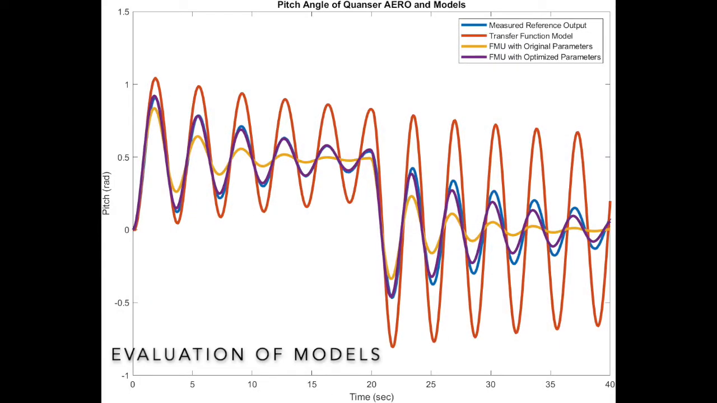So this plot compares the measured pitch angle of the Quanser Aero, shown in blue, to the outputs of the various models that we evaluated. The transfer function model is shown in orange, our original multi-domain model is shown in yellow, and then the multi-domain model with an optimized damping coefficient in the pitch axis joint is shown in blue.